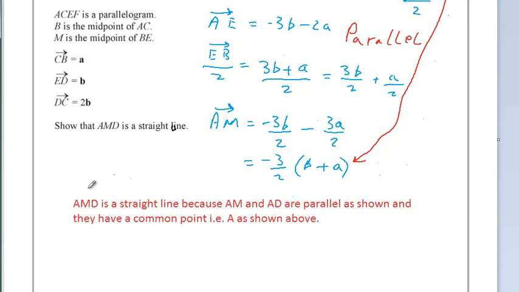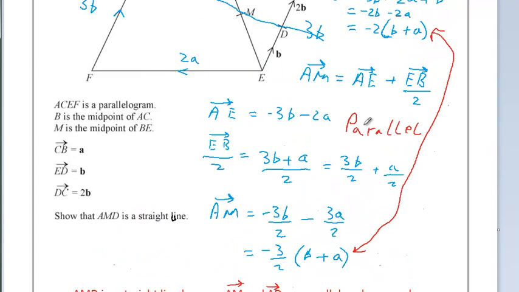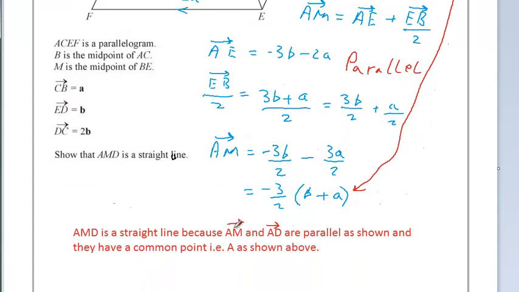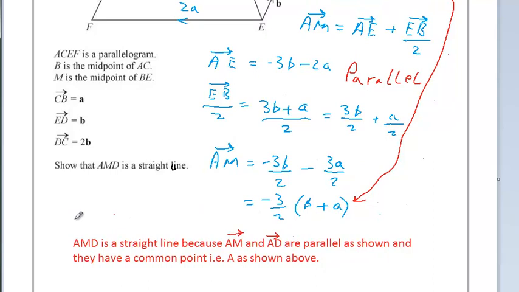And just end it with a sentence like this. AMD is a straight line because A to M, let's put that line in, and A to D are parallel as shown, so shown in there, common vector of B plus A, and they have a common point, they both start at A. It's good to put a sentence in occasionally just to let people know what you're doing. Okay, done, finished.